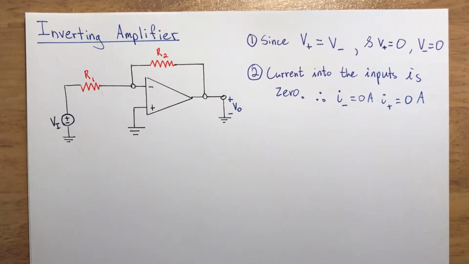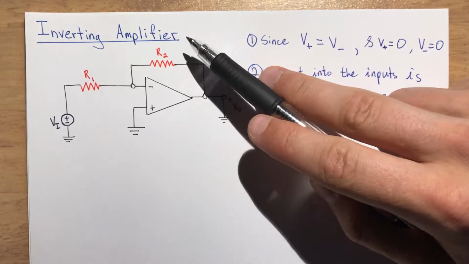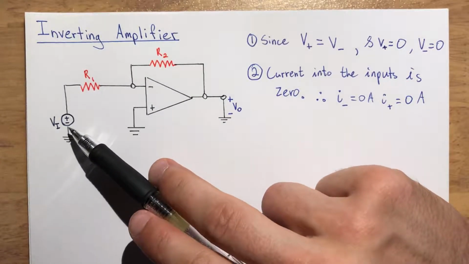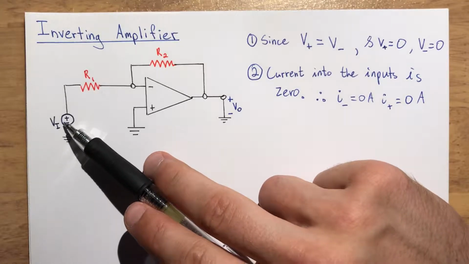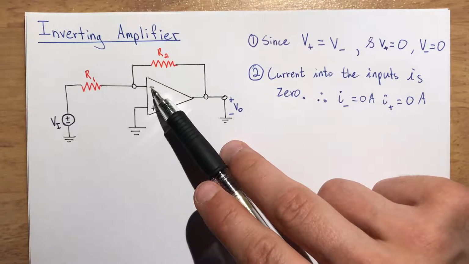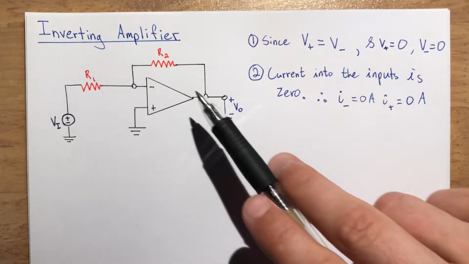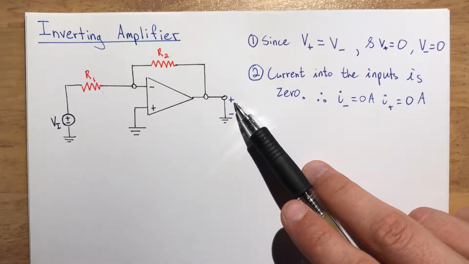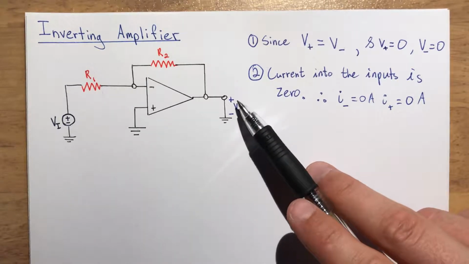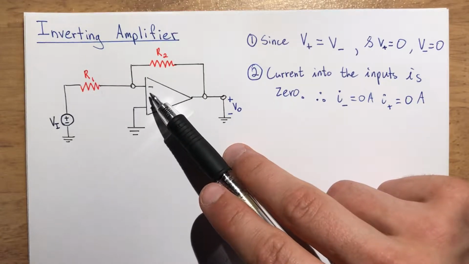I'm going to explain how an inverting amplifier works. So what an inverting amplifier does is it takes an input voltage that's fed into the inverting input of the amplifier and then outputs a voltage, but with a given gain and inverts the sign.